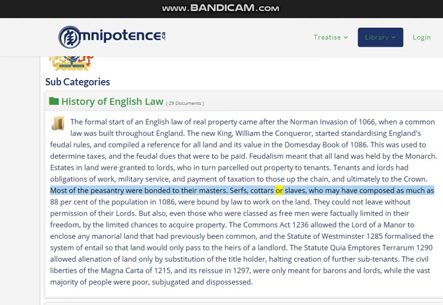Serfs, cotters, or slaves, who may have composed as much as 88% of the population in 1086, were bound by law to work on the land. They could not leave without permission of their lords.